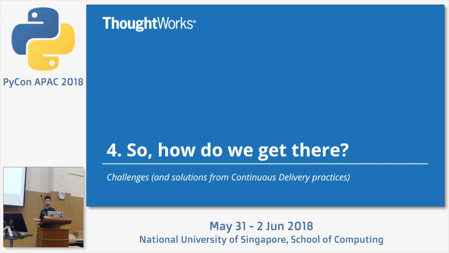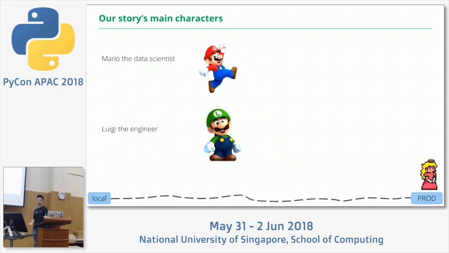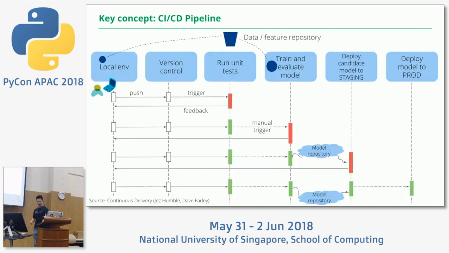In the next slides, we'll share 10 challenges and lessons that we learned from continuous delivery principles. Hopefully these are practices that you can take after this talk and apply as well. Our story's main characters are Mario, the data scientist. He's a bit crazy. He will jump over fire, jump over nails, whatever it is to get the model's predictions to be accurate. He will eat mushrooms, whatever. And we have Luigi, an engineer, who's doing plumbing work, and usually people don't know that he exists.